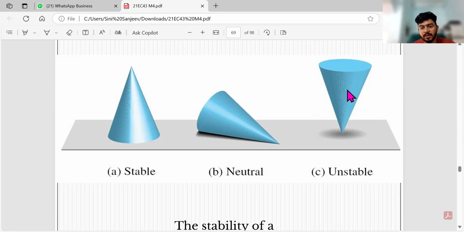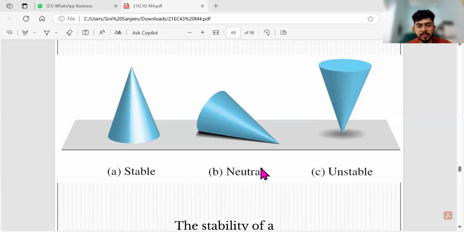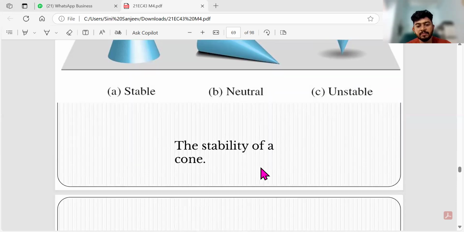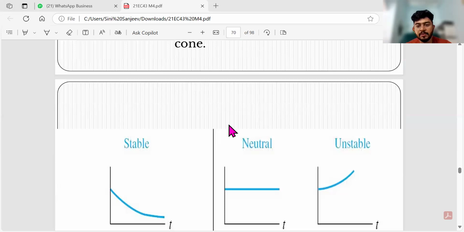Then if I keep this cone here, it might fall anytime, right? It's unstable. So we have all seen the flyovers, no? Correct. Some flyovers will break down in the middle. So all of this is due to what? Stability, or instability, it is unstable in nature. So this should be a stable graph, neutral and unstable.